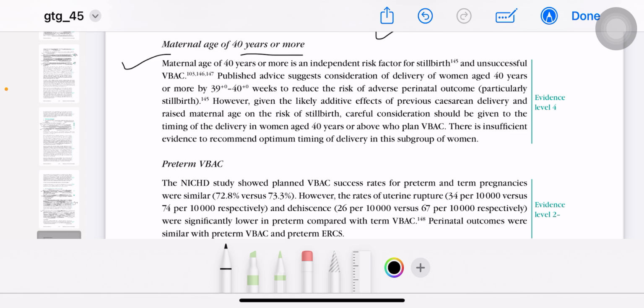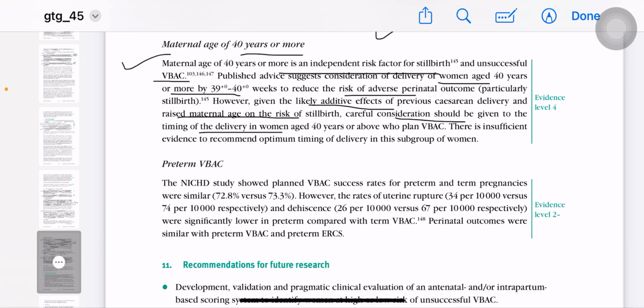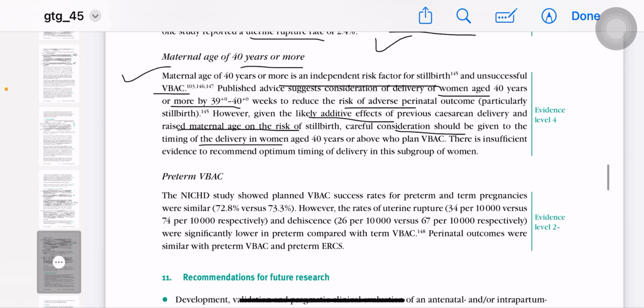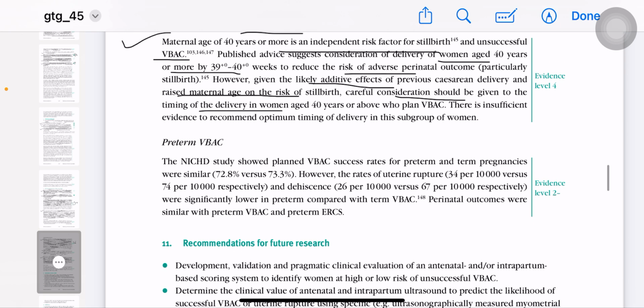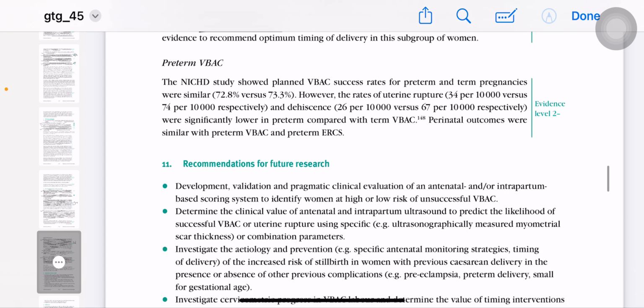Maternal age of 40 years or more. Maternal age is an independent risk factor for stillbirth and unsuccessful VBAC. Consider delivery for women aged 40 years or more at 39 to 40 weeks, to reduce the risk of adverse perinatal outcome. However, there is the likely adverse effect of previous cesarean delivery and raised maternal age on the risk of antenatal stillbirth. So consideration should be given to the timing of delivery in women aged 40 years or above who plan VBAC. So you have to be very vigilant in these patients of maternal age 40 years or more, because they have a risk of adverse maternal outcome and increased risk of stillbirth.